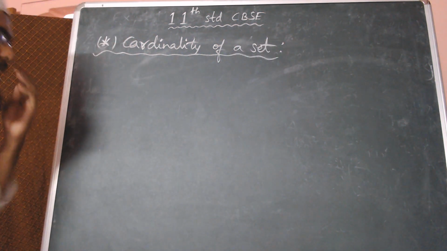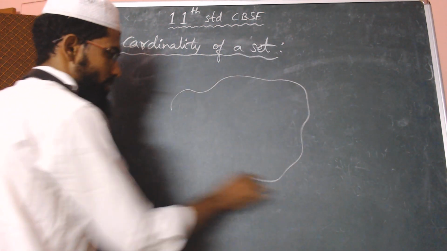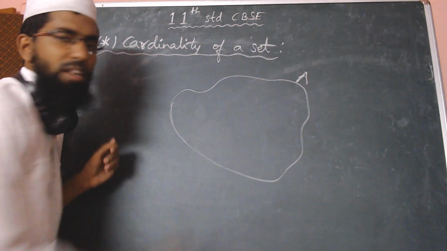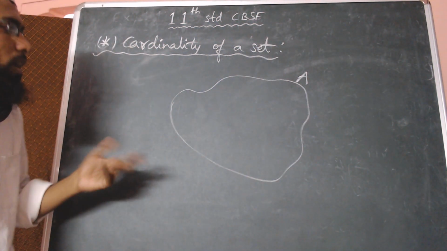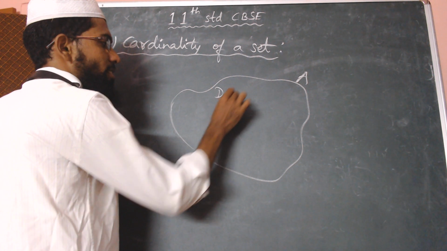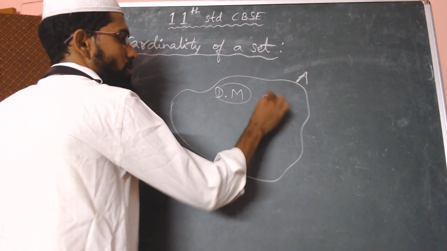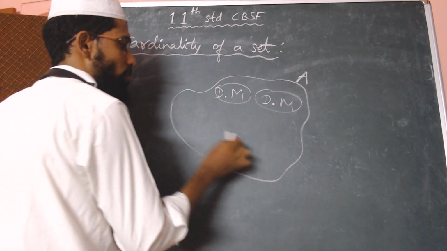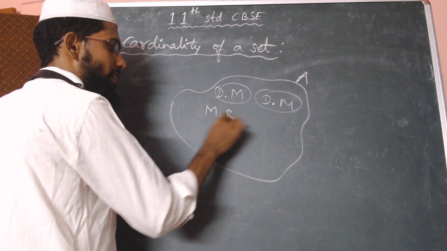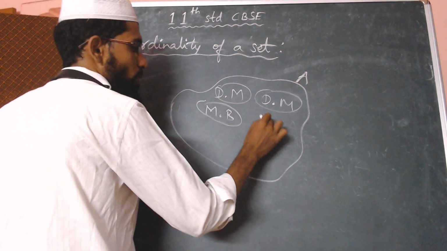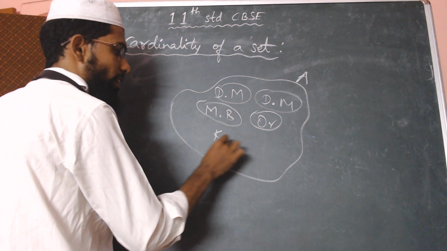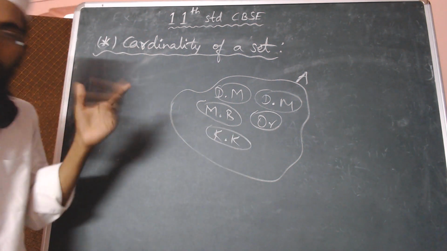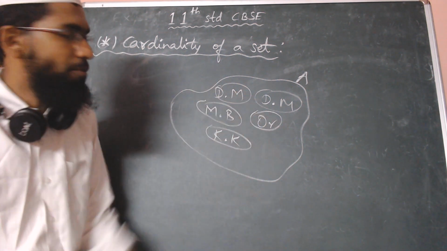Now let me take a cover, let me take a cover A. Now in this cover I'm just putting 5 chocolates in it. Dairy Milk, one more Dairy Milk, so 2 Dairy Milk chocolates, 1 Milky Bar chocolate, 1 Oreo chocolate and 1 Kit Kat chocolate. So in this cover A, I have put 5 chocolates in it.